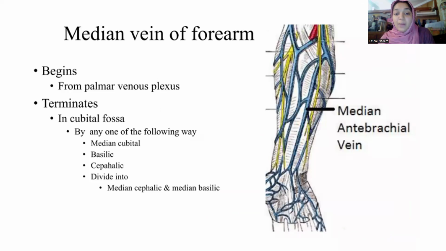It begins from the palmar venous plexus. Here you can see this is the palmar venous plexus. This is where it's beginning from. It terminates here in the cubital fossa in any of the following ways. It will either go into the median cubital vein, or it will go into the cephalic vein, or it will divide into the cephalic and median basilic veins.